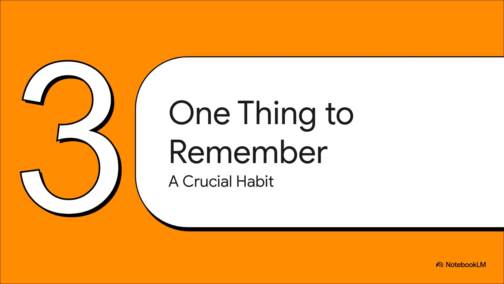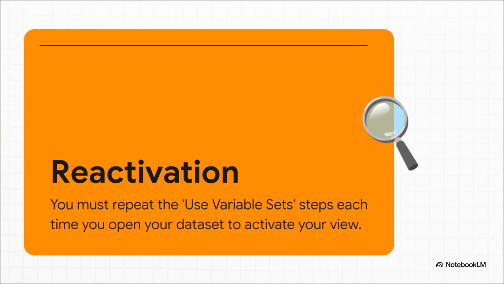Okay, you are so close to being a variable set master, I promise. But there is one last crucial thing you have to remember to make sure this feature actually works for you every single time you open your file. Here's the deal. Your variable set gets saved with your data file, which is great. But every time you close and reopen SPSS, it defaults back to showing you all the variables. So you just have to reactivate your custom view. Make it a habit: open your file, go to Use Variable Sets, uncheck all variables, check your set, click OK. I'm telling you, it takes maybe 5 seconds and it will save you so much time and frustration down the line.